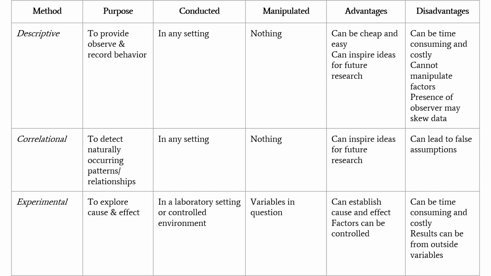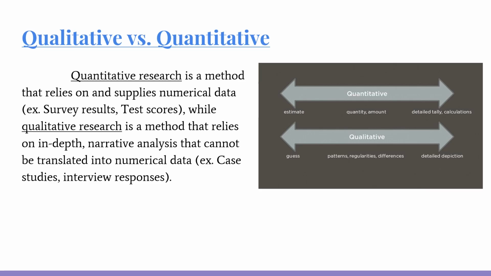So, qualitative versus quantitative. Quantitative, my apologies, research is a method that relies on and supplies numerical data, such as survey results and test scores, while qualitative is a method that relies on in-depth narrative analysis that cannot be translated into numerical data.